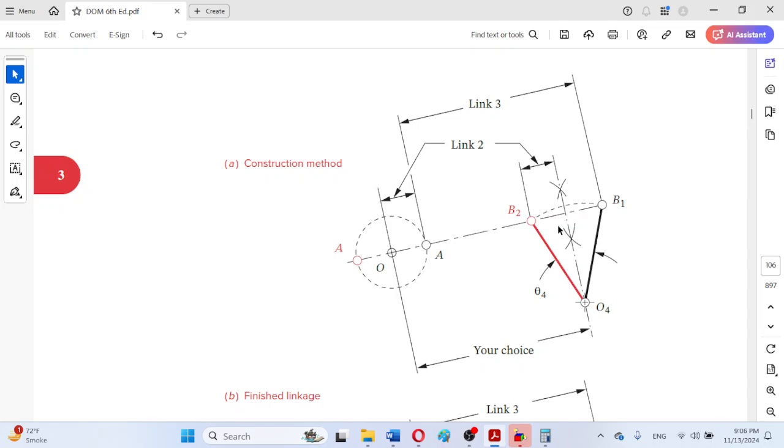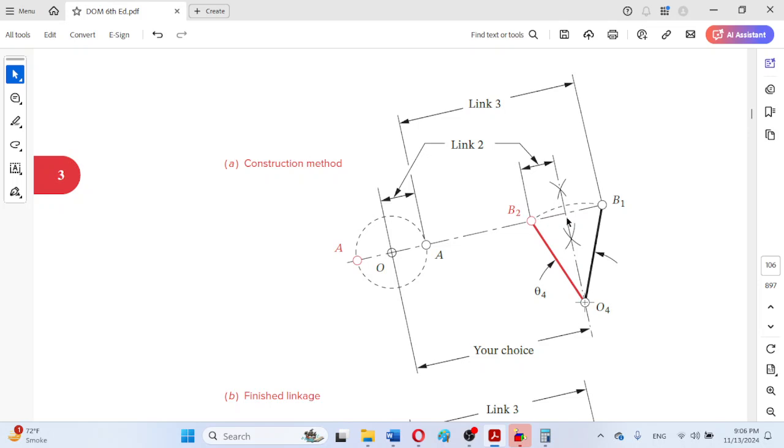Similarly, in the crank slider chain mechanism, the slider throw is the linear throw or linear stroke, whereas in the case of the rocker link the stroke is an angular stroke or angular throw.